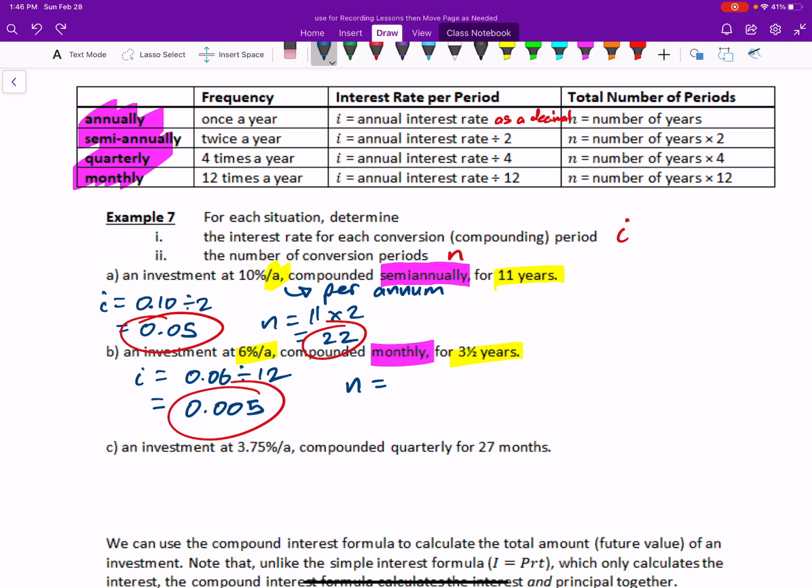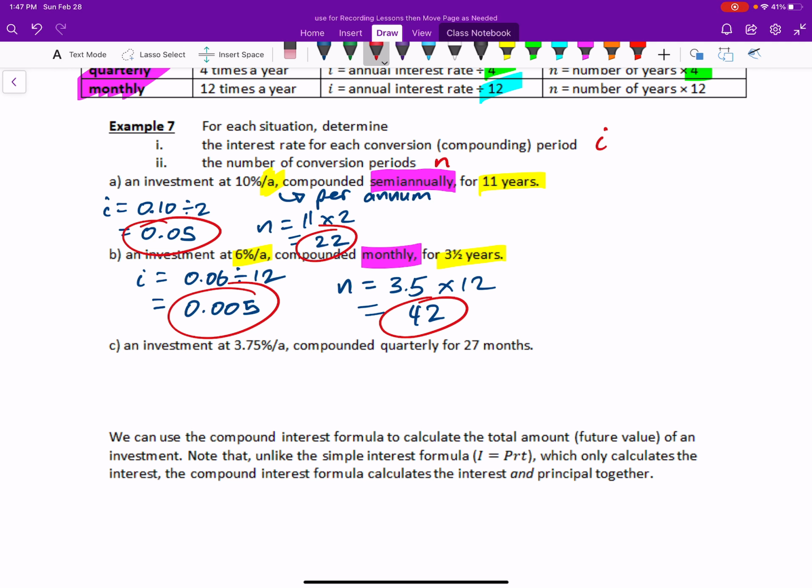So whether it's monthly or semi-annually or whatever, you'll notice that these numbers always match up. Divide by 2, multiply by 2. Divide by 4, multiply by 4. Divide by 12, multiply by 12. So in this case, it's 12, right? So I divided by 12 to get I. I'm going to multiply the years by 12 to get n. 3.5 times 12 would be 36 plus 6. That should be 42 times the interest calculated.